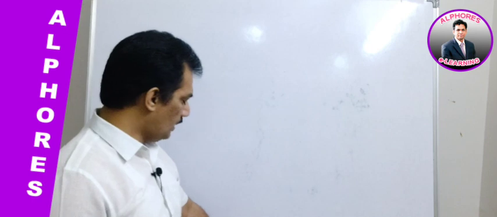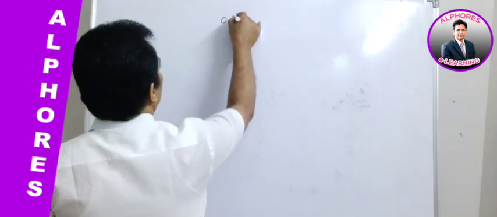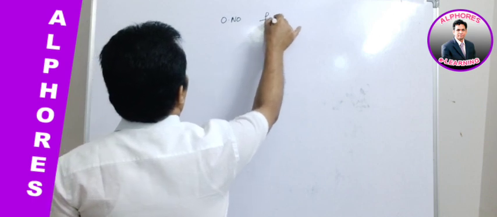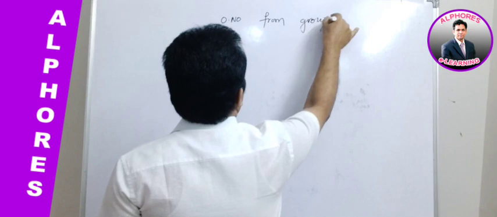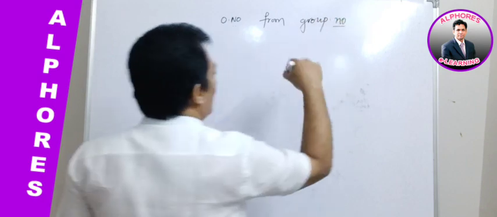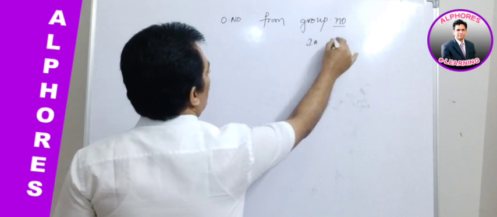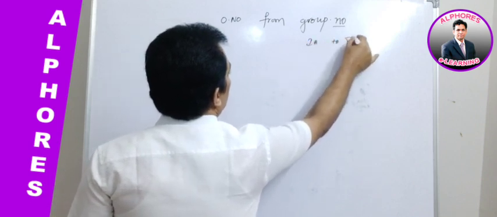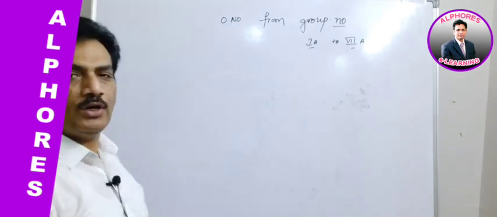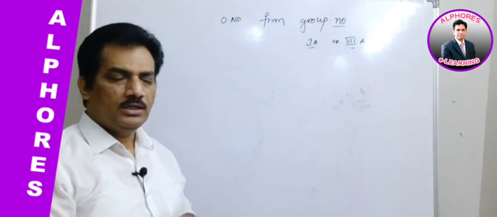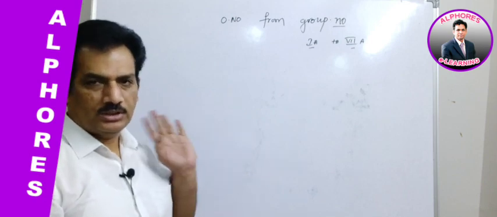What we learned in the previous session is the oxidation number from the group number. From the group number, how is it? It is the subgroup numbers 1A to 7A that we should know, not the continuation numbers. 1 to 18 is not useful here. It is just the subgroup numbers 1A to 7A.